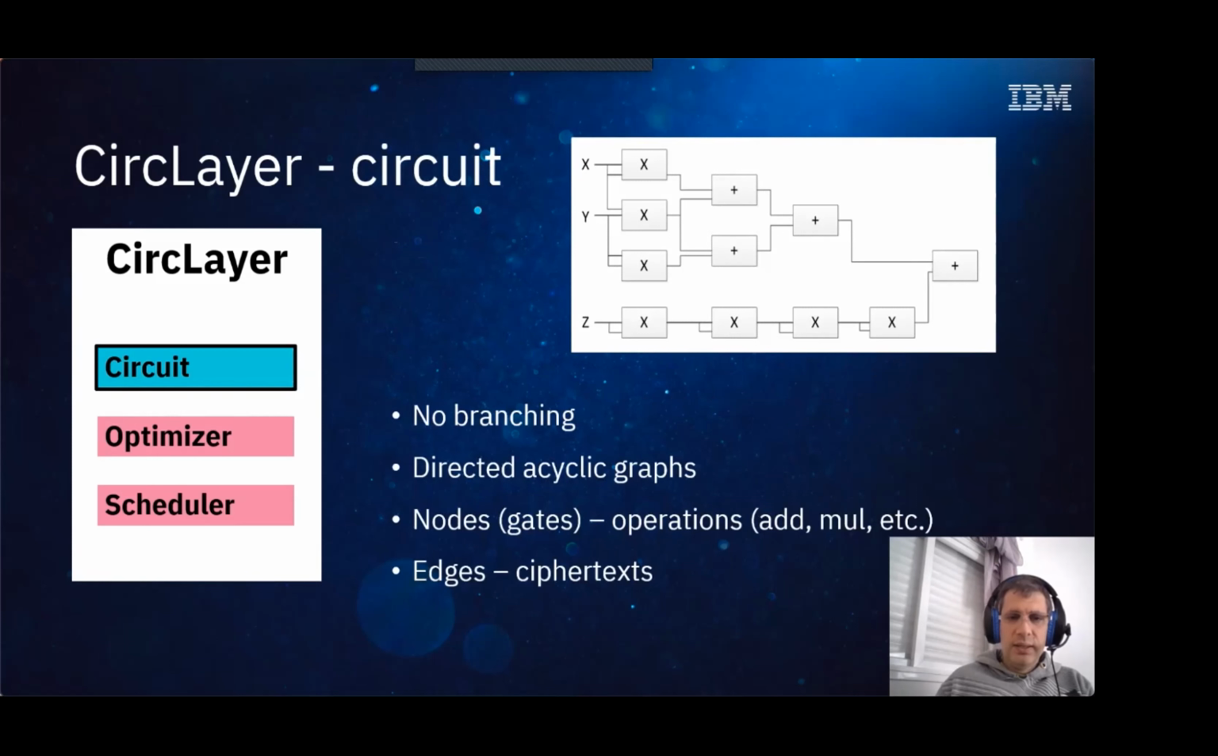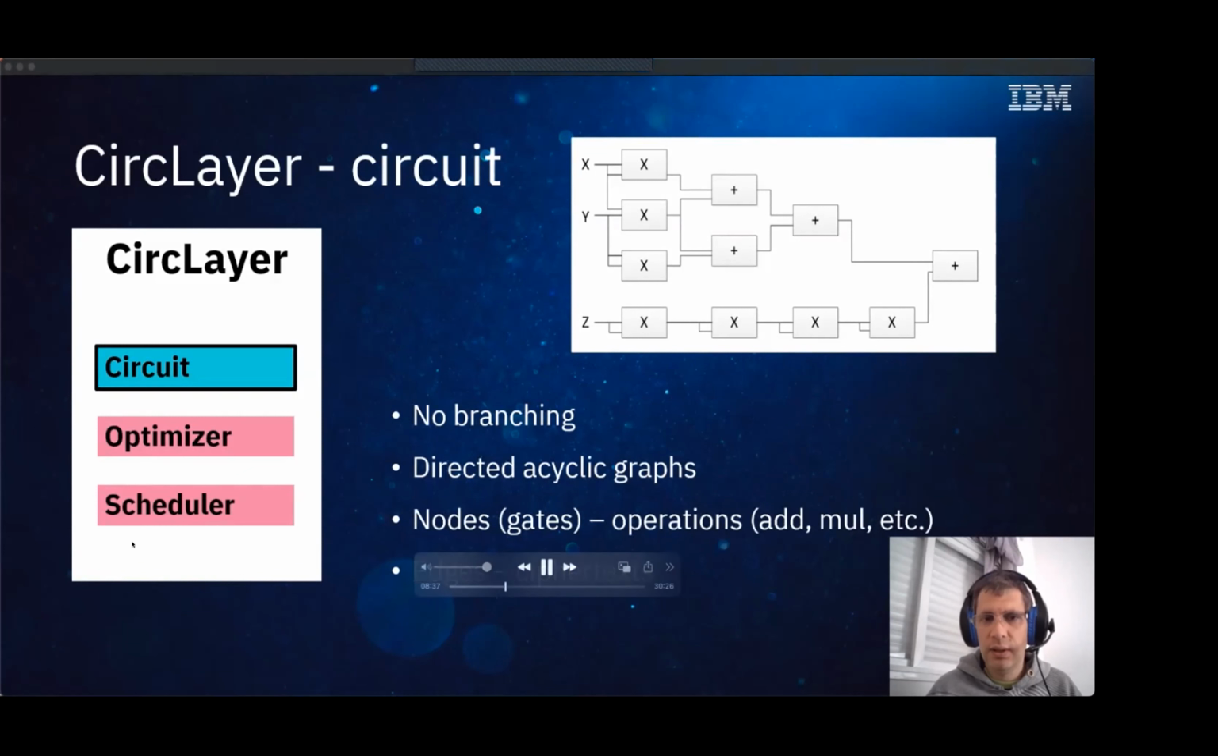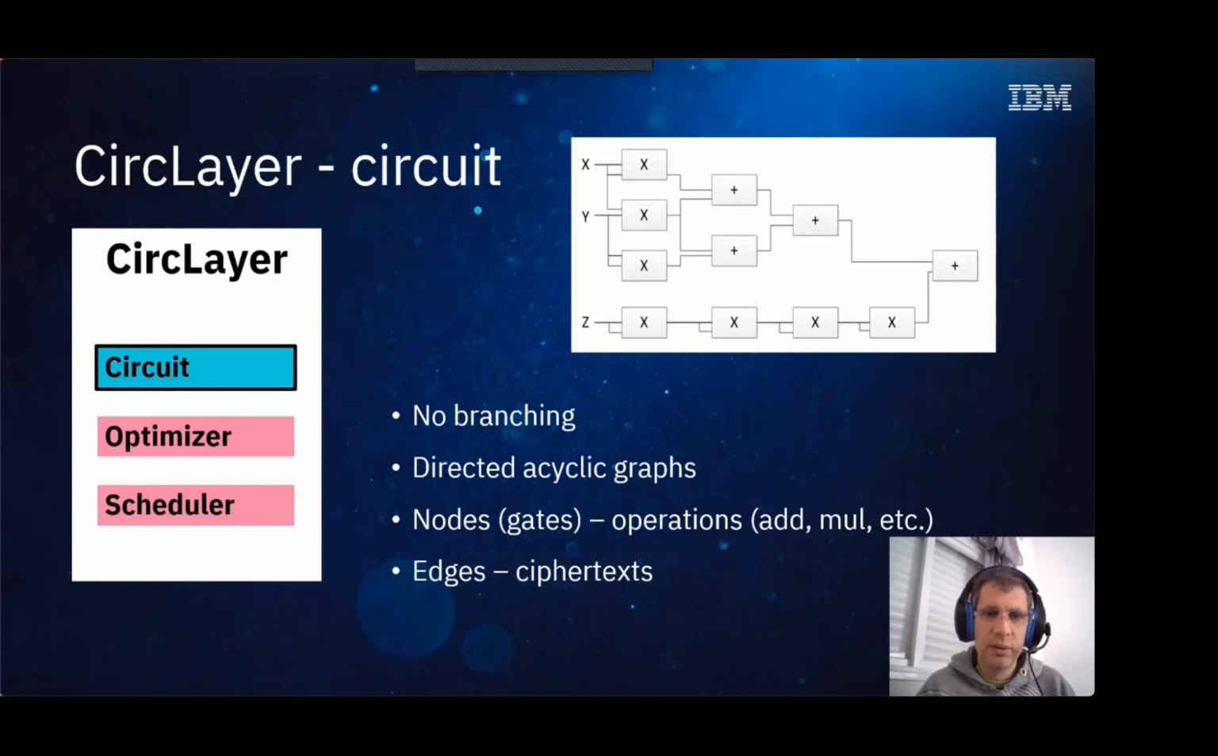So let's see what the circuit is. Obviously, an FHE circuit does not contain any branches. Any circuit doesn't contain any branches. In FHE, that is inherent from the encryption scheme. Any comparison, had it been possible, would have leaked some information about the data. So there are no branches. The circuit itself is a directed acyclic graph where nodes, also called gates, are the operations, addition, multiplication, etc. And the edges are the ciphertexts.